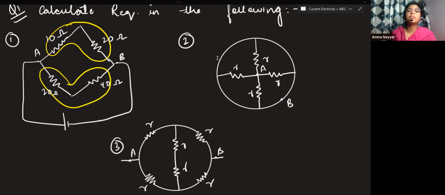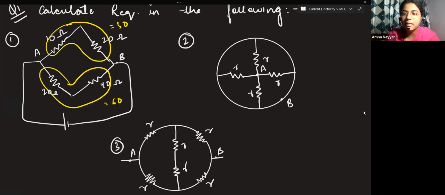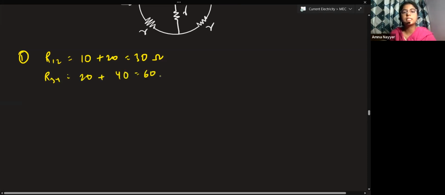Okay. See, both of these are connected in series. So this becomes what? This becomes 10 plus 20. That is 30. So this is 30. Again, both these are connected in series. So this becomes 60. Now you have 30 and 60 connected in parallel. So answer for the first part. R12 becomes 10 plus 20, that was 30 ohms. R34 became 20 plus 40, that was 60 ohms.